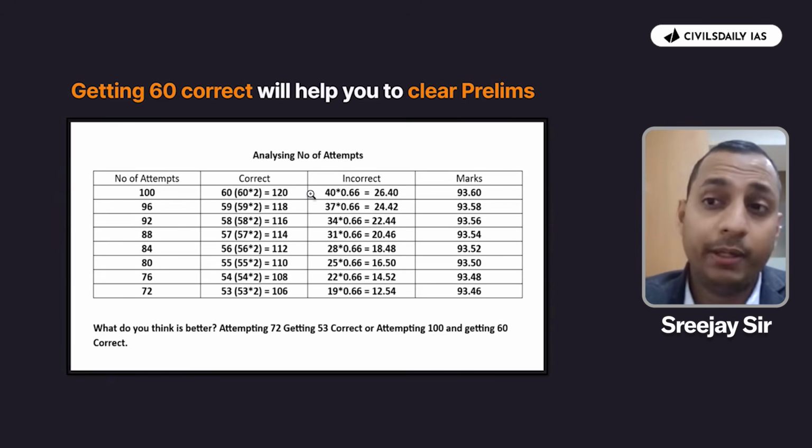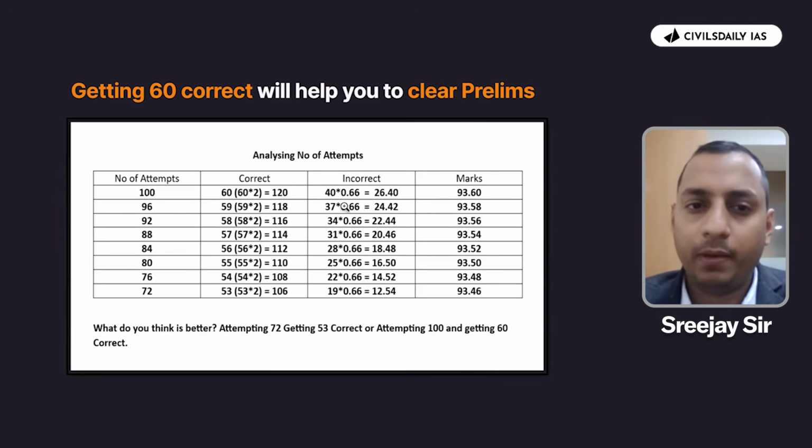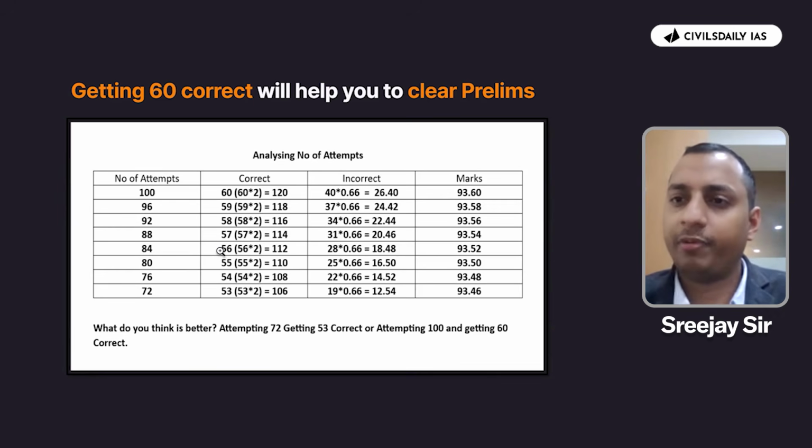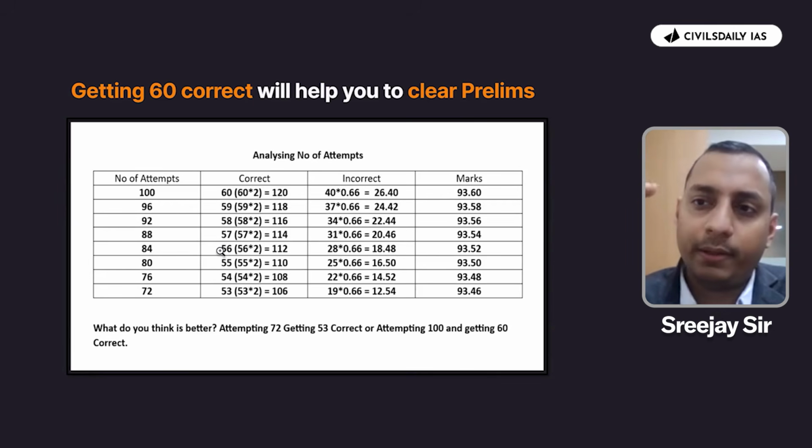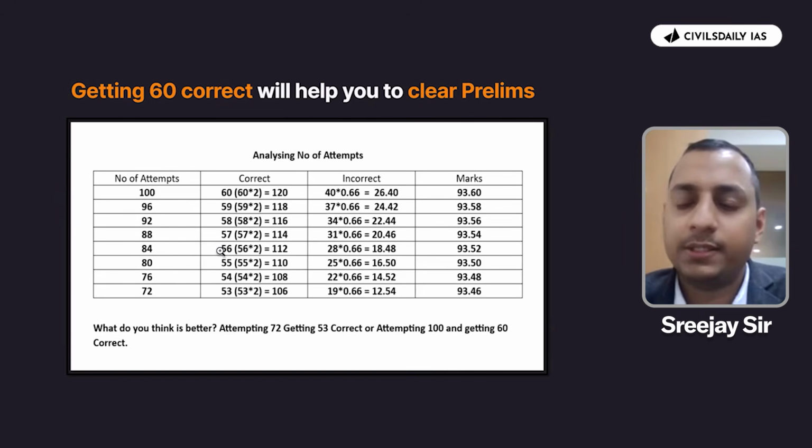So as you can see here, if you attempt 100 questions, if you get 60 correct, and let's say you get 40 incorrect as well, you will get 94. If you are attempting 96, close to 59 correct, 37 can be incorrect, you will get 94. If you attempt 80 as well, you need to get 57. So it's more or less safe to say that based on the cutoff from 2020 onwards, getting close to 60 correct, or let's say 59 correct, will get you into the mains. You will have the opportunity to write the mains.